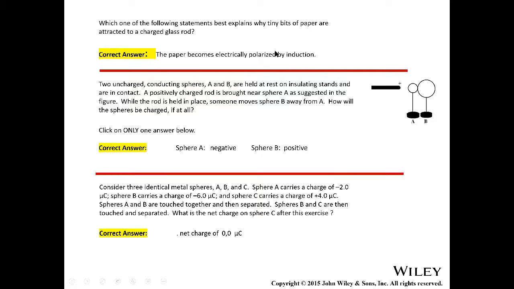And now let me just quickly go over the test. There was one question about why bits of paper are attracted to a charged glass rod. The correct answer is the paper becomes electrically polarized by induction. And then this one is where you have two spheres that were already charged, and then you touch them. Anyway, you can download this and read it yourself. I just wanted to show you the correct answers, and you know yourself what you did.